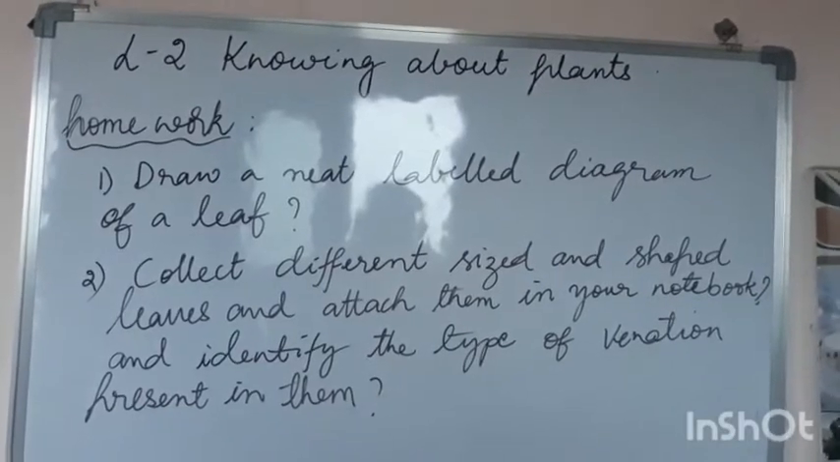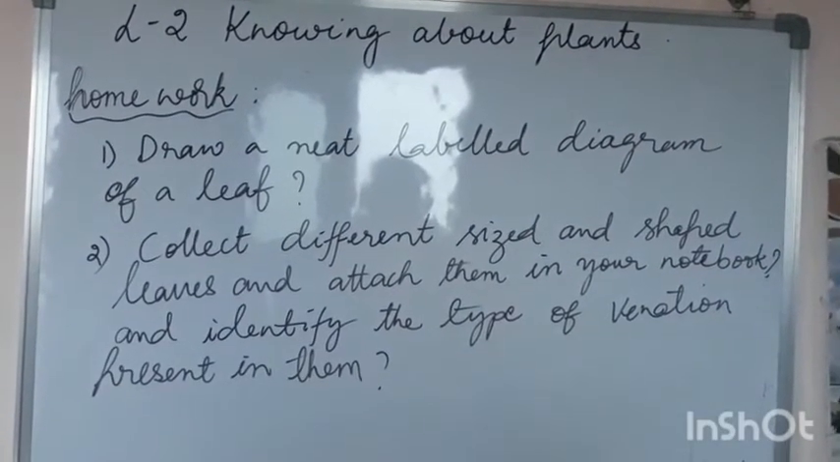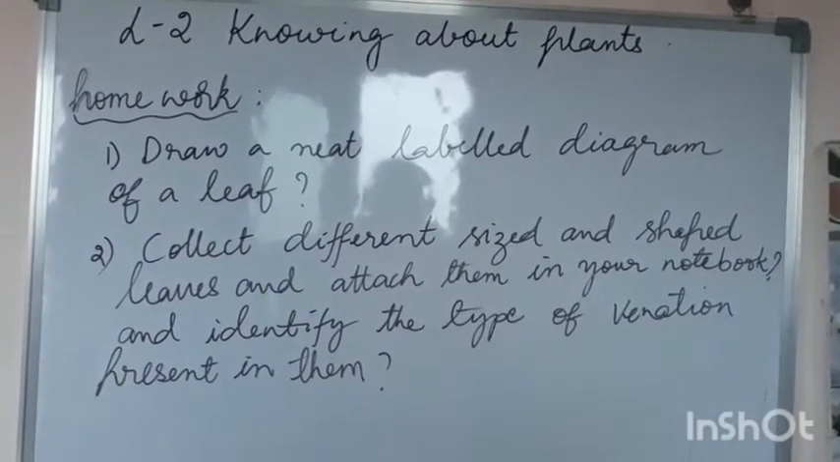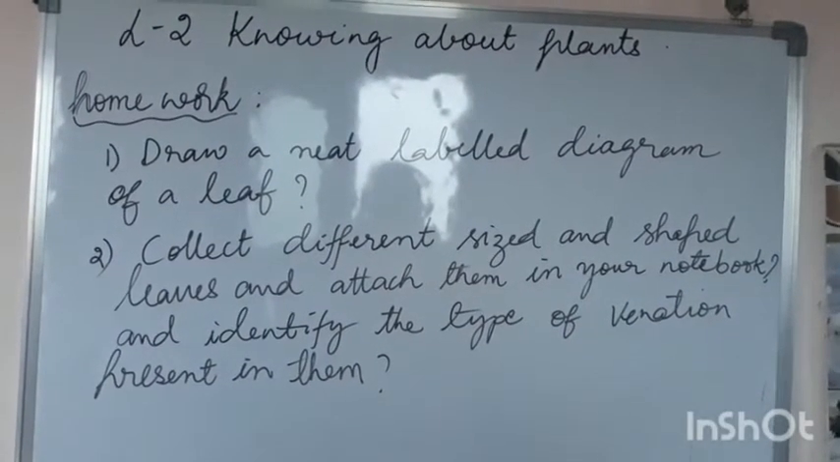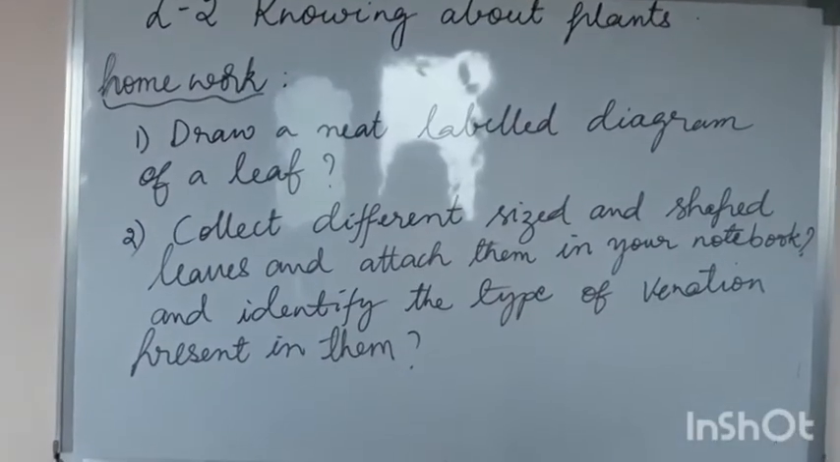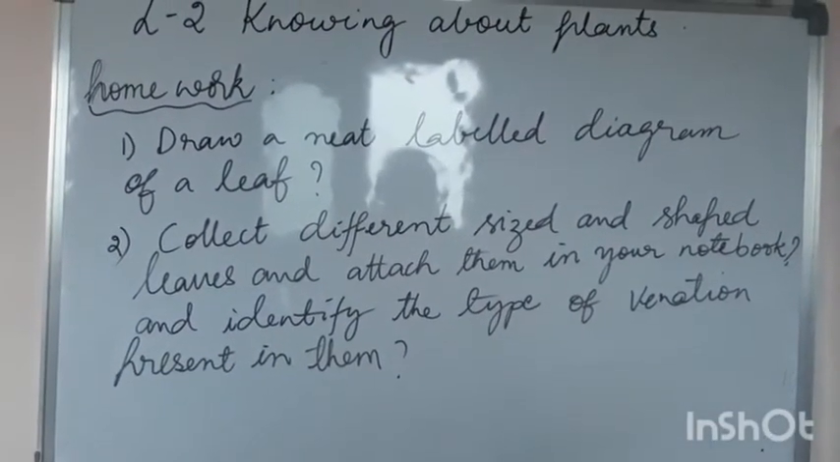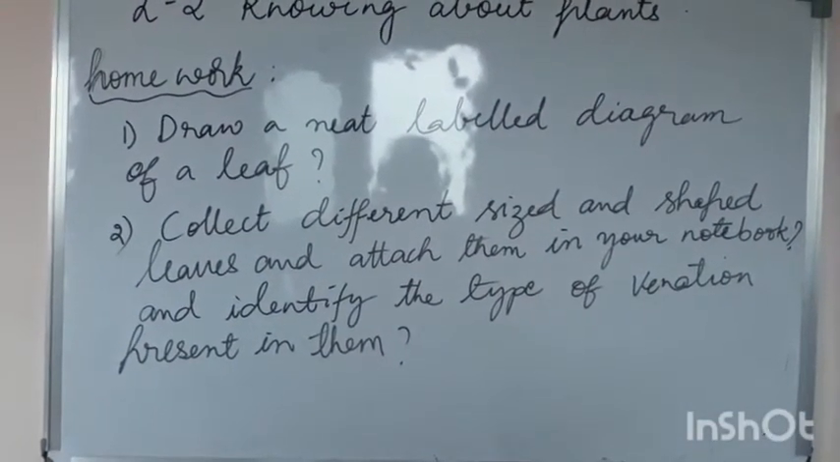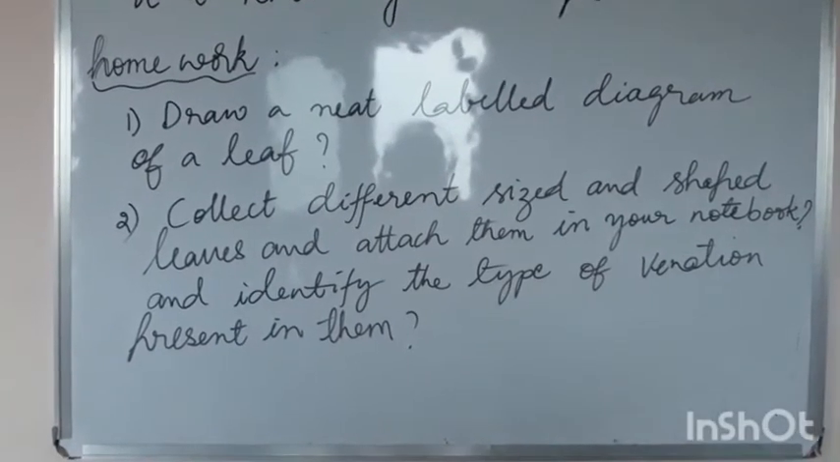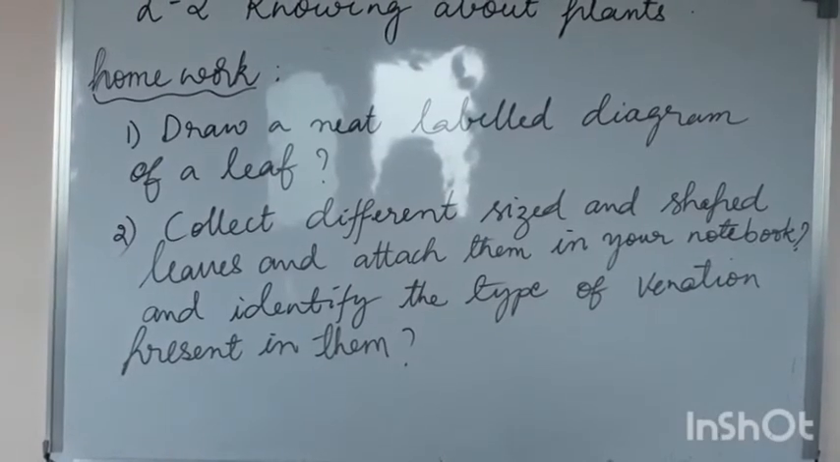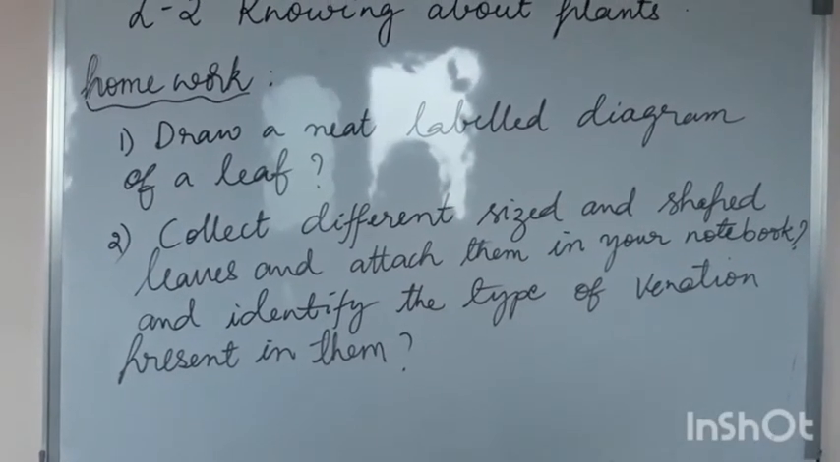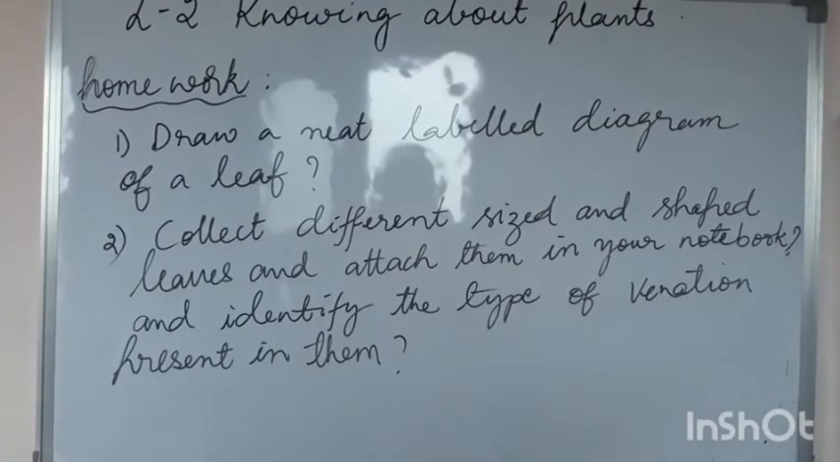Okay, so now what you will do is identify the type of venation present in them. What kind of venation is present in those leaves you have to identify and write it down under the leaf, whether it is reticular venation or parallel venation. Okay children, I hope you will do this homework very neatly in the notebook.